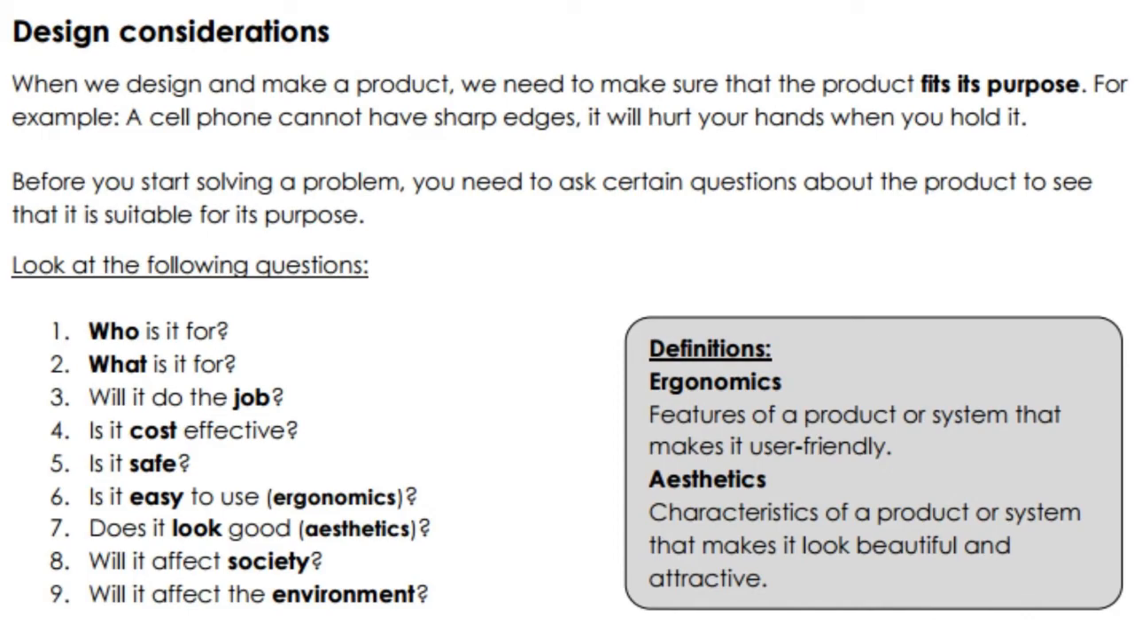Definitions. Ergonomics: features of a product or system that make it user-friendly. Aesthetics: characteristics of a product or system that make it look beautiful and attractive.